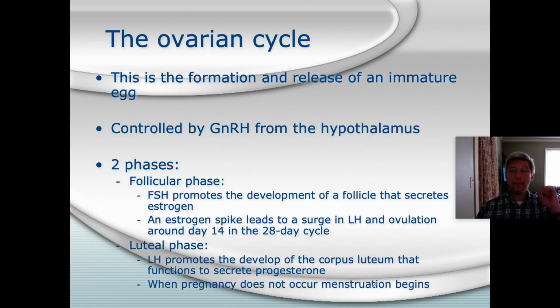All right, now, so what happens during the ovarian cycle? Well, this is the formation and the release of an immature egg. It's controlled by gonadotropin releasing hormone, or GnRH, which is released by the hypothalamus found directly beneath the brain. There are two phases here: the follicular phase, which we'll start with, and then the luteal phase. And each of them takes around 14 days. So the whole cycle is about 28 days, almost a month.